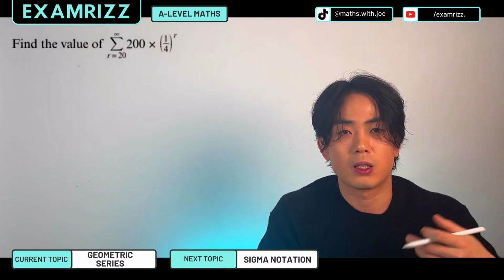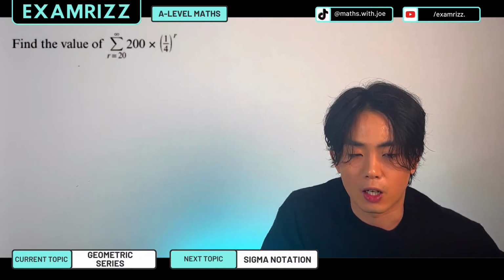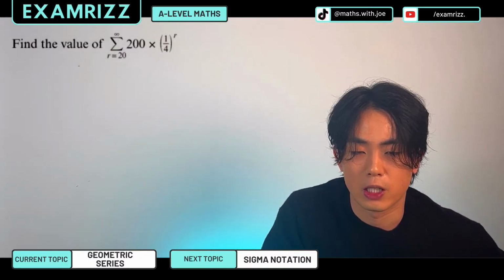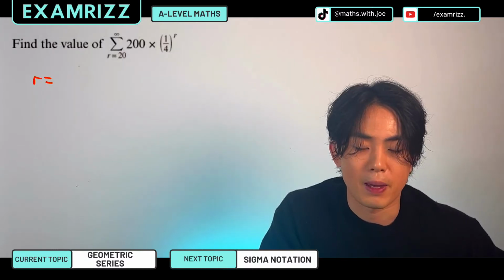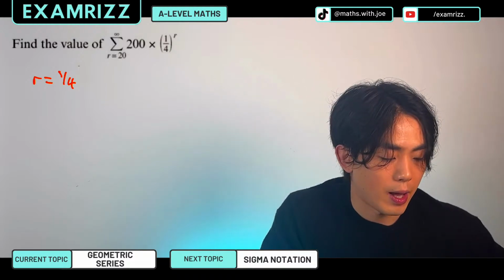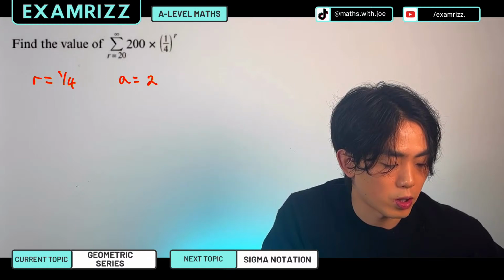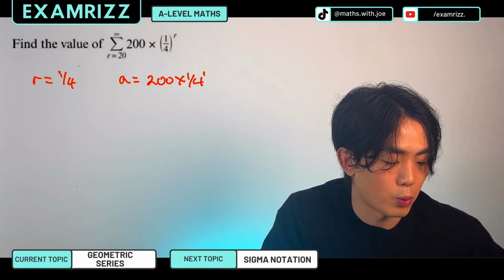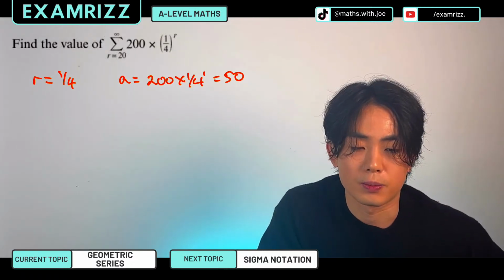Once again, first things first, let's identify: is it an arithmetic series or a geometric series? We know that the r is in the power position, so it's going to be a geometric series. And our r value is just going to be the base of that, so it's going to be 1 over 4. That's the common ratio. Now, our a term, the first term, we just plug r is 1 into here. So it's 200 times 1 over 4 to the power of 1, which is equal to 50. So we found our a term and our r term.